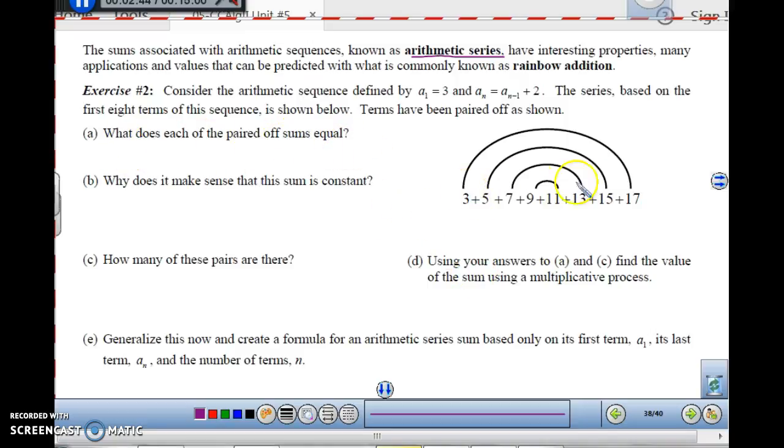Okay, so given this sequence of 8 terms, what does each of the paired off sums equal? So we go 3 to 17. What does that add up to? Adds up to 20. 5 and 15 is also 20. 7 and 13 is 20. 9 and 11 is all 20.